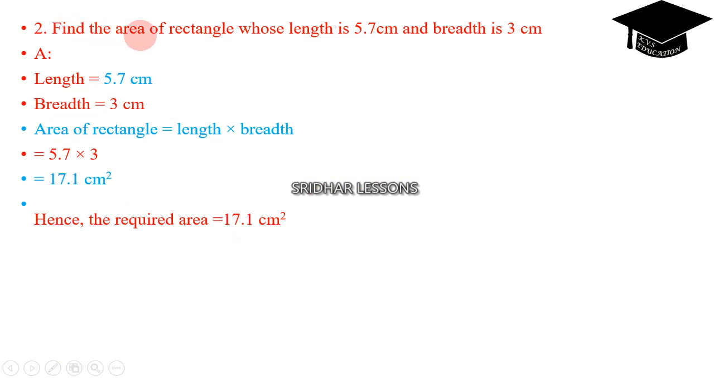Question number 2. Find the area of the rectangle whose length is 5.7 centimeters and breadth is 3 centimeters. Given that the length is equal to 5.7 centimeters and breadth is equal to 3 centimeters, the area of the rectangle is length into breadth, that is 5.7 into 3 centimeters. Okay, that is 17.1. Hence, the required area is 17.1 centimeter square.